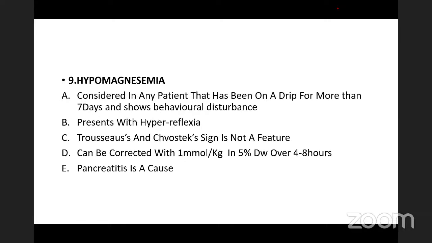Okay? Yes. So let's talk about hypomagnesemia. Hypomagnesemia, A, considered in any patient that has been on a drip for more than 7 days and shows behavioral disturbance. Okay. B, presents with hyperreflexia.